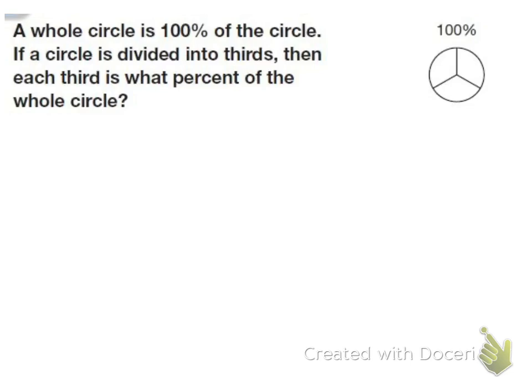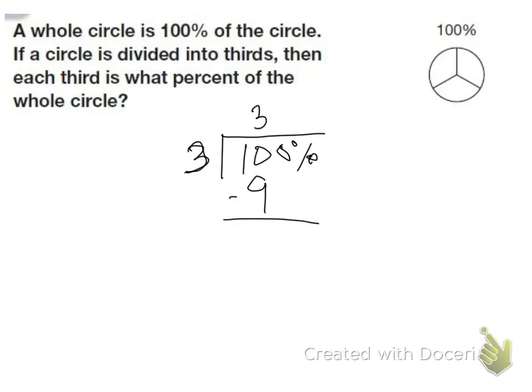All right, let's do another one. So this says a whole circle is 100% of the circle. If a circle is divided into thirds, then each third is what percent? So to find the percent, we're going to take the 100% and divide it into thirds. Okay, so we go 10 divided by 3 is 3. 3 times 3 is 9. Subtract, 10 minus 9 is 1.